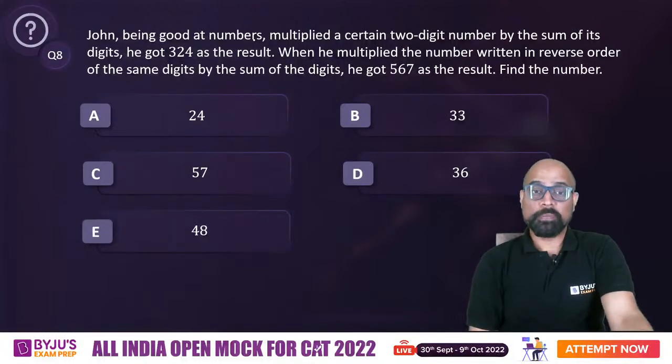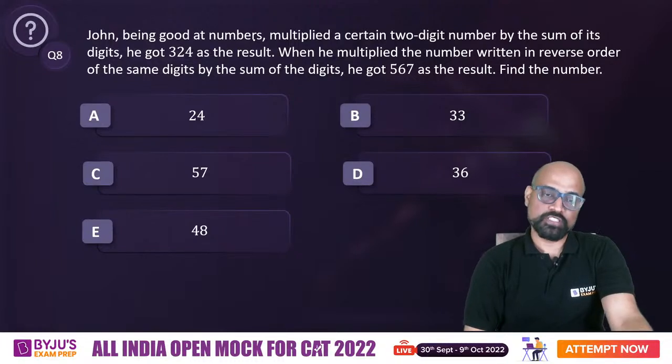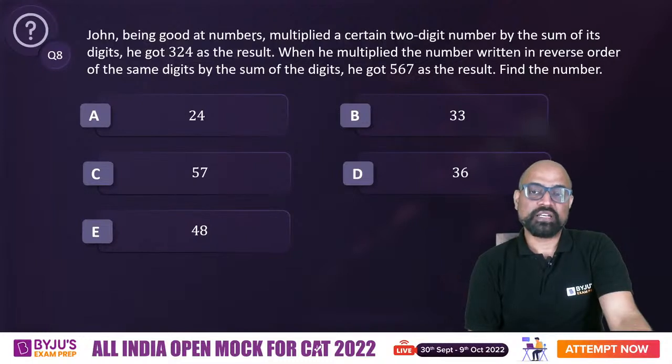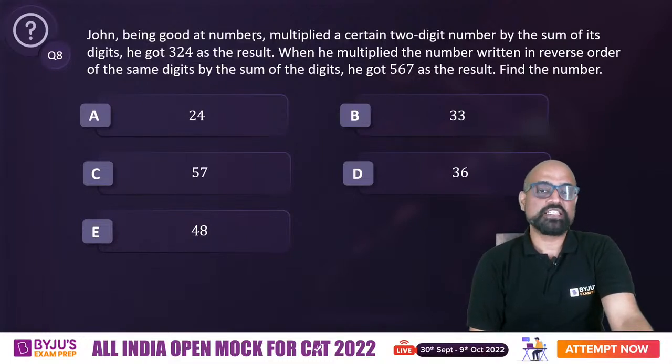Next, John, being good at numbers, multiplied a certain two-digit number by the sum of its digits. He got 324 as the result. When he multiplied the same number written in reverse order of the same digits by the sum of the digits, he got 567 as the result.